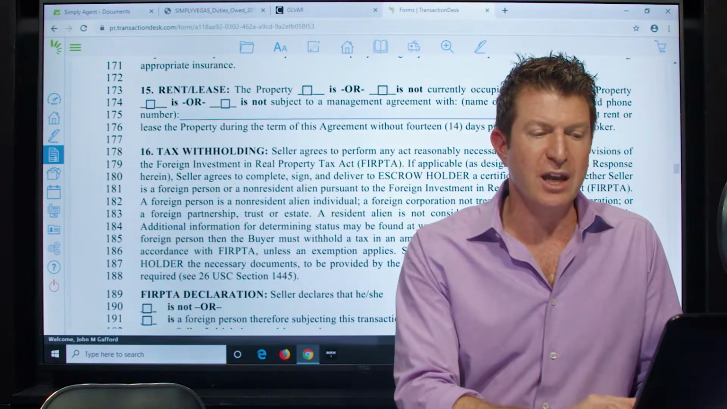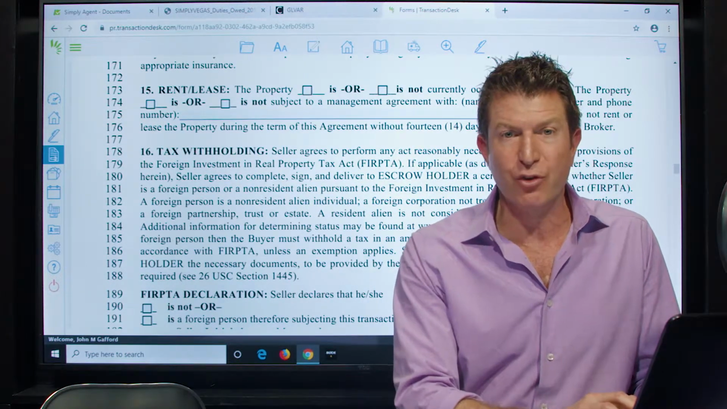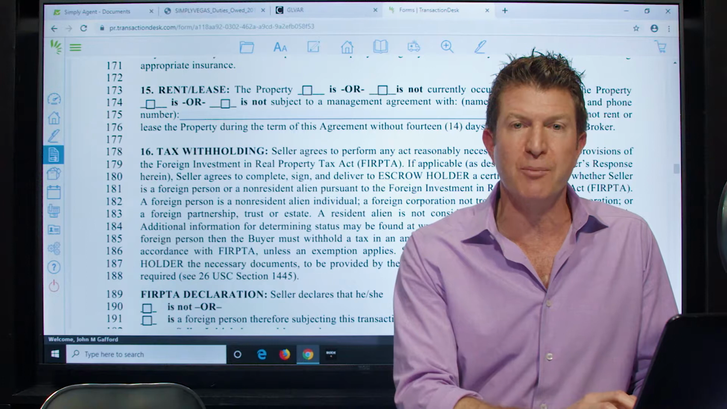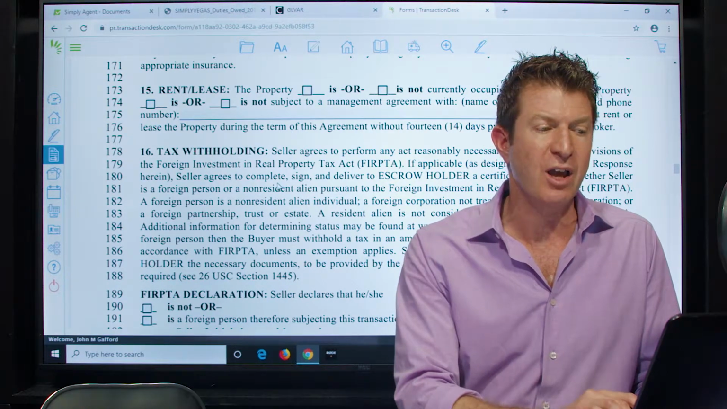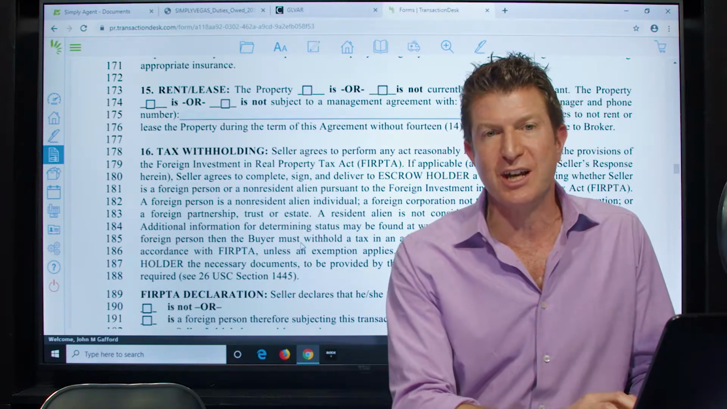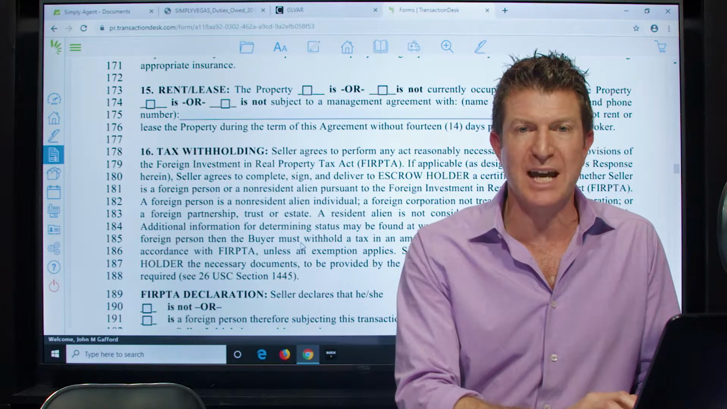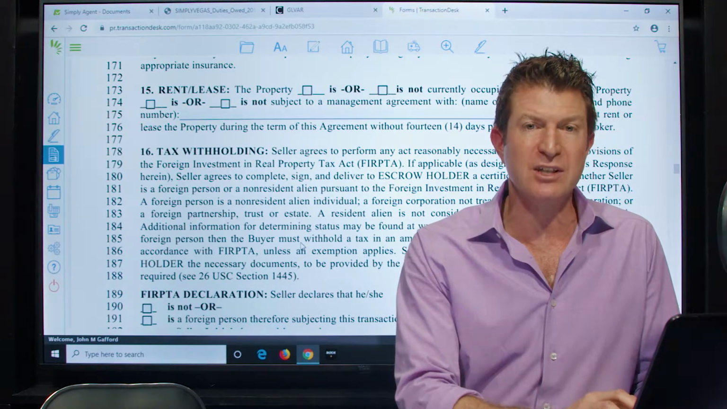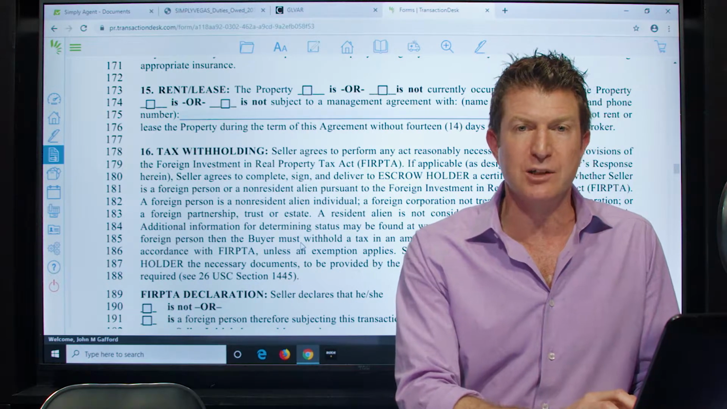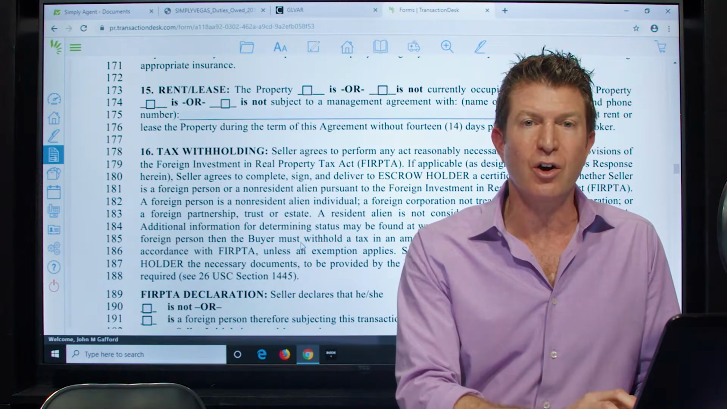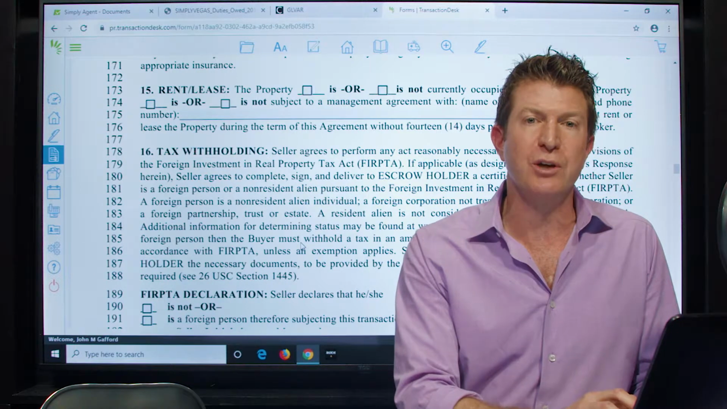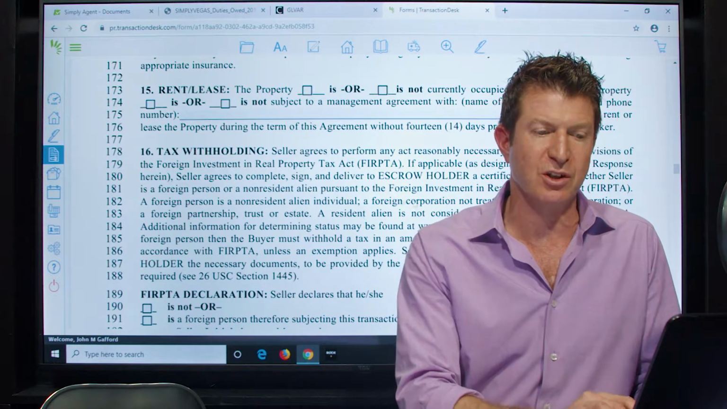Tax withholding. If your seller does not have a social security number or a tax identification number, they are a FIRPTA seller, Foreign Investment in Real Property Tax Act. If they are a foreign seller, there will be a tax withholding at close of escrow if the property is more than $300,000, or is not being owner occupied and is less than $300,000.